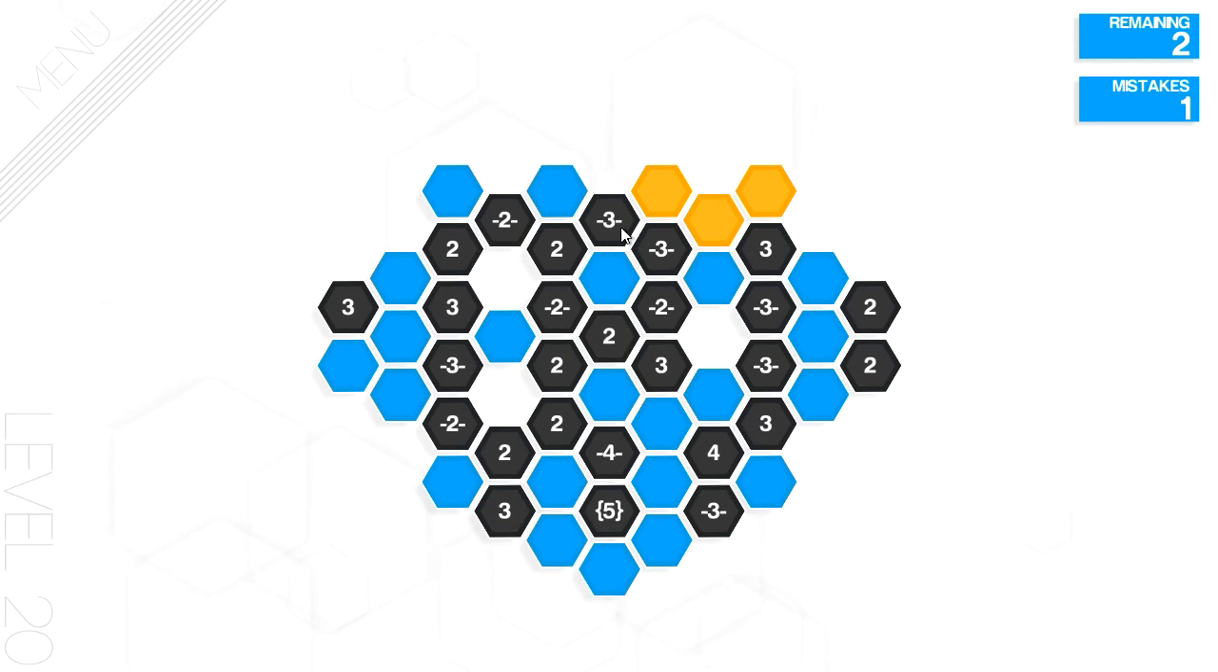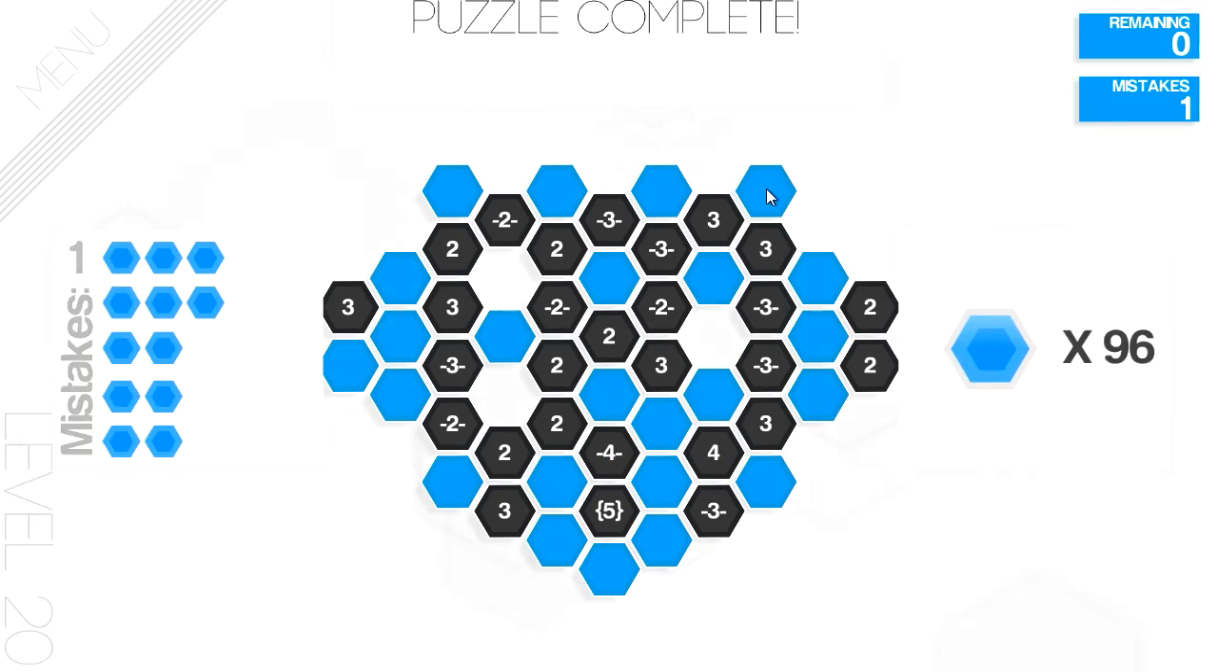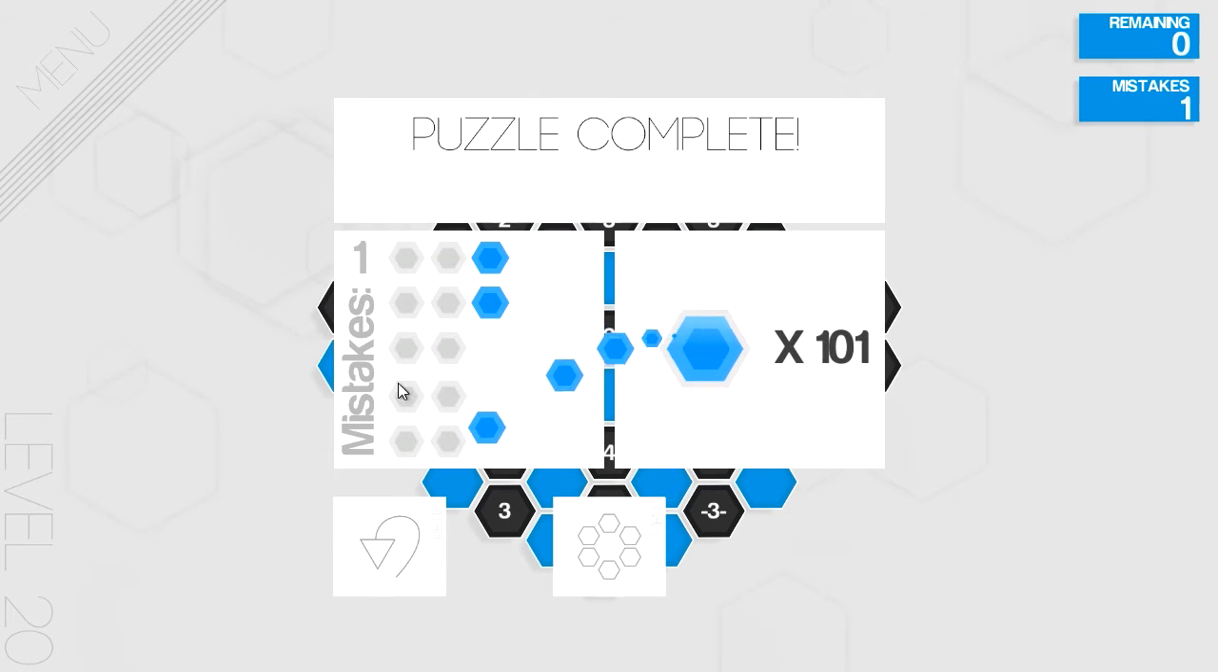So what do we got here? Three not in a row, three not in a row. Three, so this one must be in, this one must be out, and this one must be in. Done. And you can see here this is the number of mistakes you're allowed, so that's what, 12, and I made 1. So I've gone up 108.